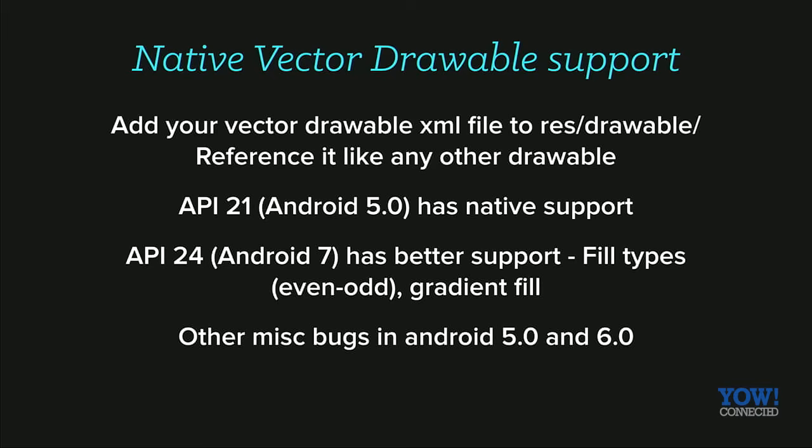Once you've got your vector drawable XML file, you just copy it to the res drawable folder. You can reference it inside your XML code like you would reference any other drawable in there. There are a few caveats that we need to be aware of with this. Android 7 has support for some new vector drawable features that you may find yourself in need of. And the other thing is when we tested this, there's a bunch of different bugs in Android 5 and Android 6 to do with the way it draws and renders vector drawables.